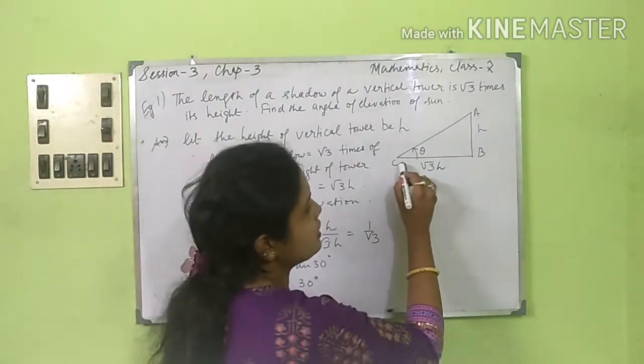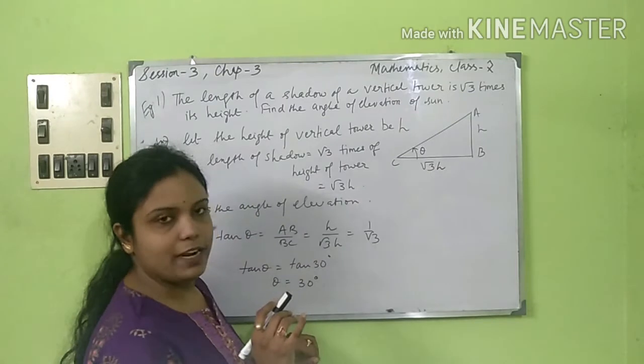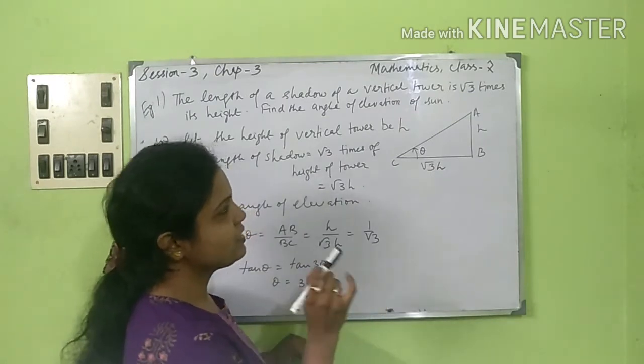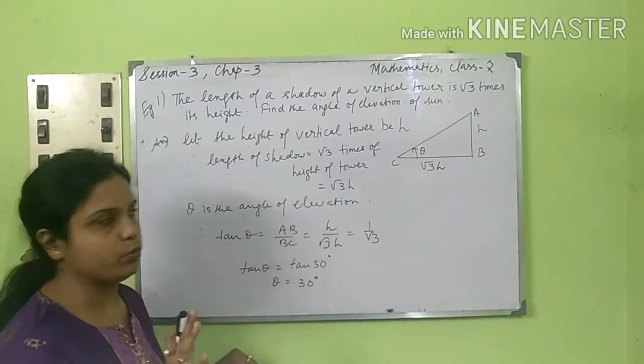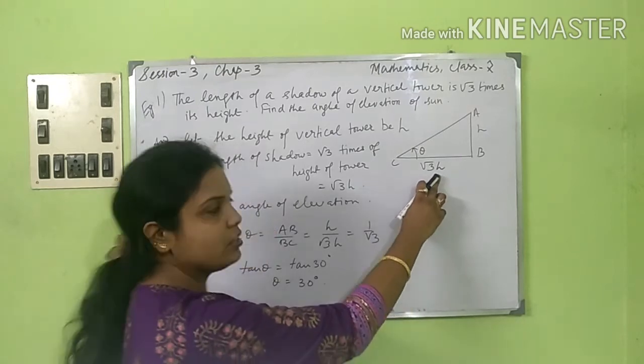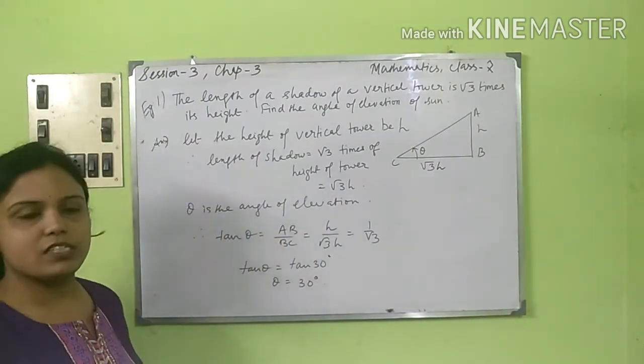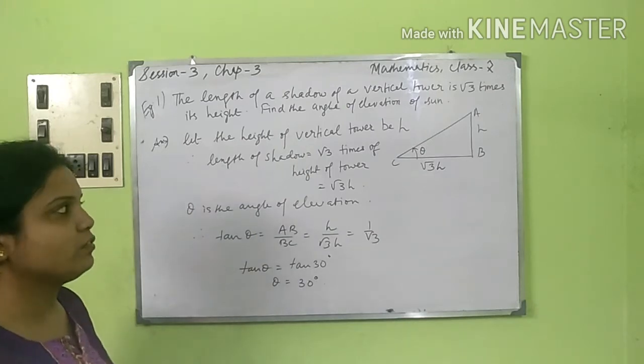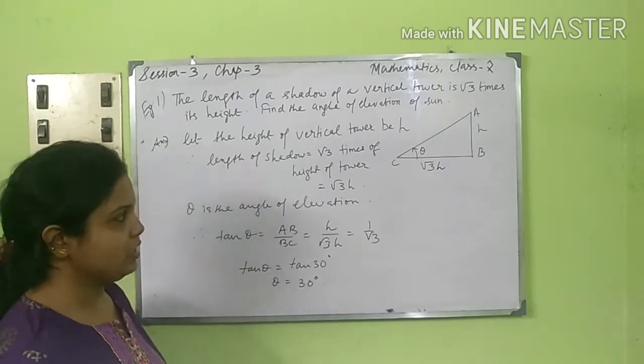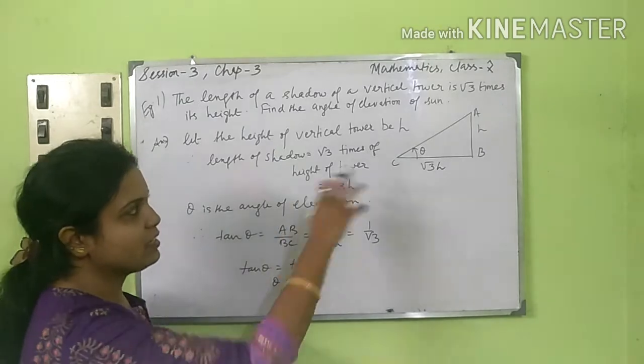So this BC is the shadow, the length of the shadow, which is said to be √3 times the height of the tower. So √3 into H. As I said, I have taken the vertical tower's height as H and the length of the shadow is given as √3 H. The angle of elevation I have considered as theta.